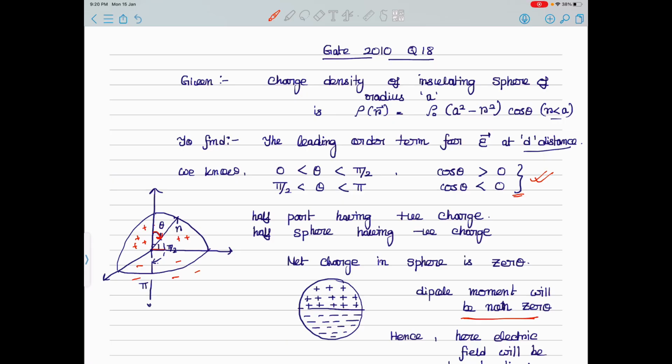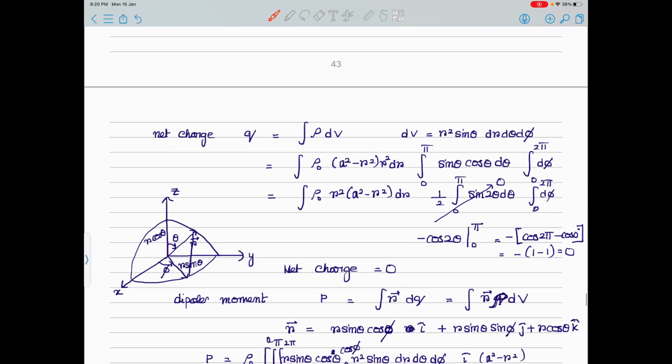Here only a quadrant of the sphere is drawn in order to visualize it. But we can also prove that the net charge is 0 and the dipole moment is non-zero. So let's come to a small proof. Q is the charge density times the volume element of the sphere, and we know that dV of the sphere is r squared sine theta dr d theta d phi.